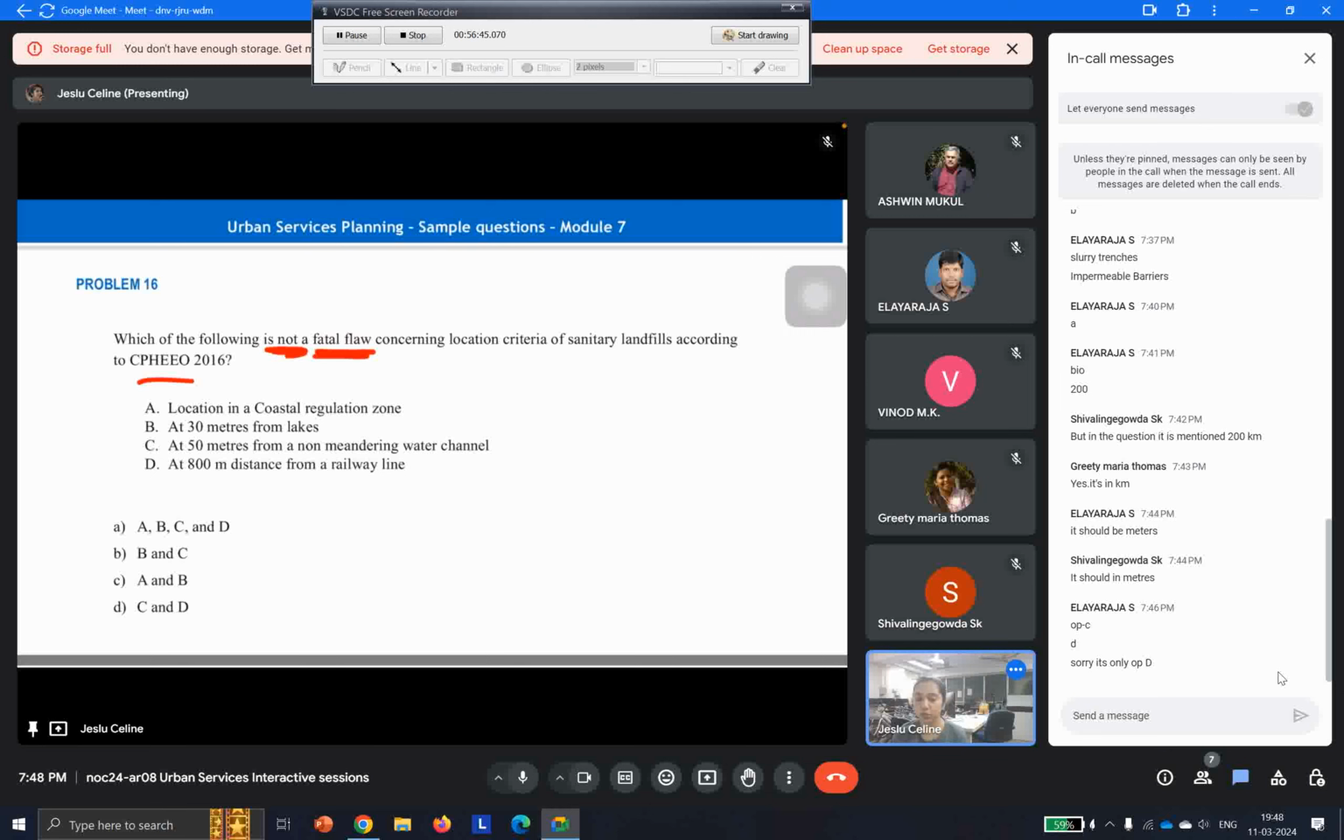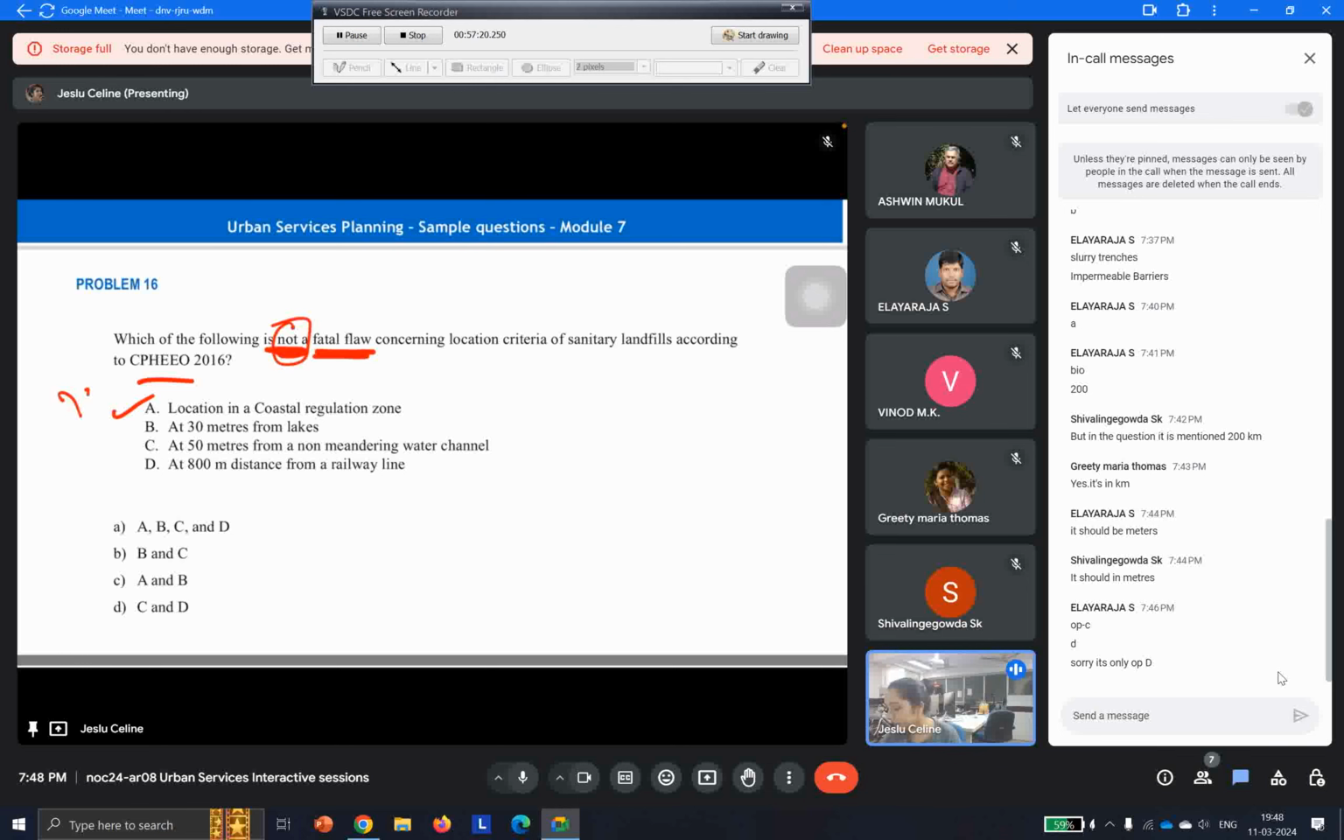Yes, it is a fatal flaw. We cannot locate the landfill in a coastal regulation zone. Why? Because coastal regulation zones are very close to the coast. The soil won't be stable, and all construction activities are also regulated in the coastal regulation zone. So that is a fatal flaw, which means that's not the answer for this question, since we asked which is not a fatal flaw.